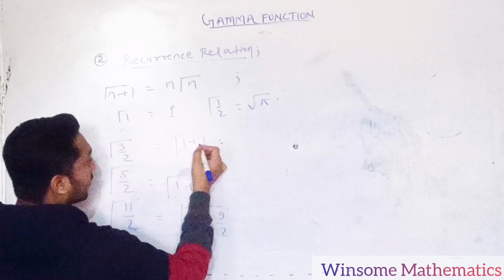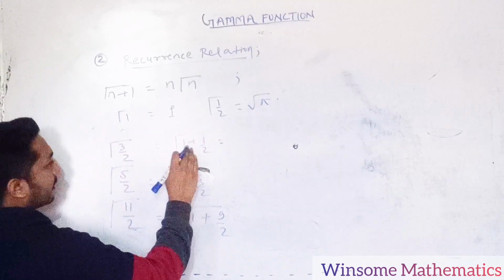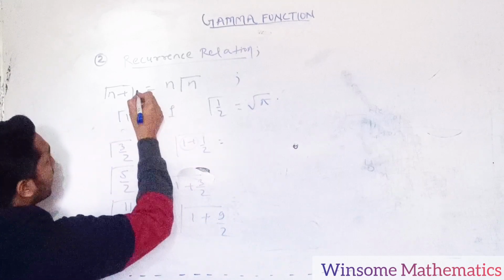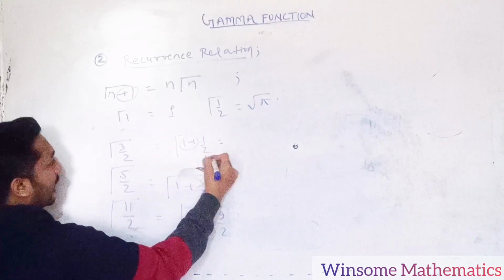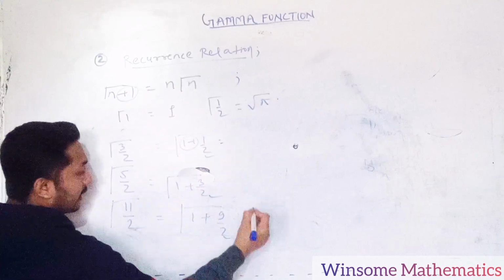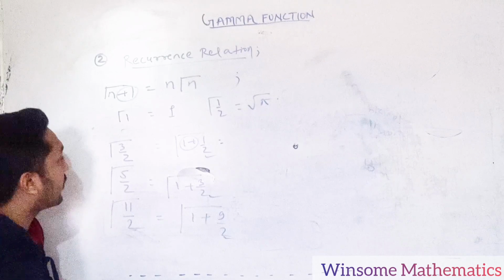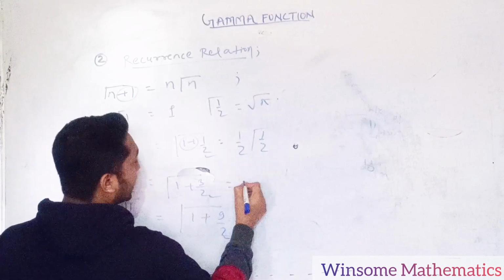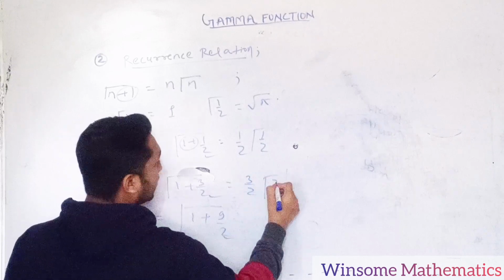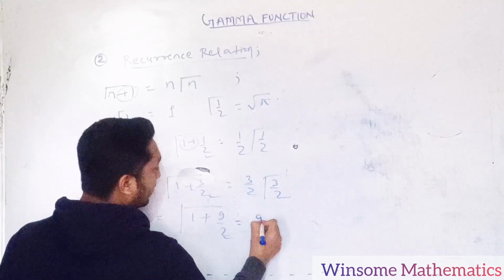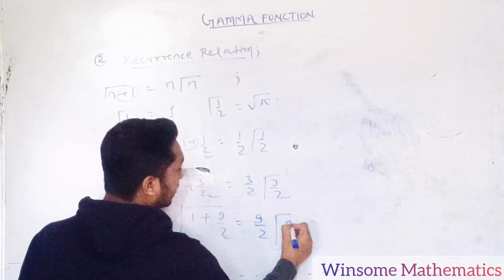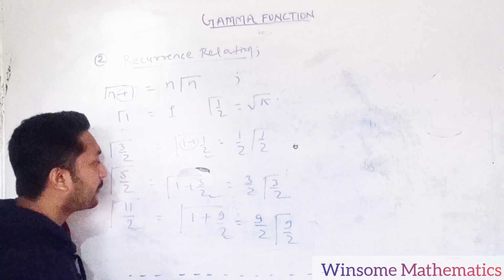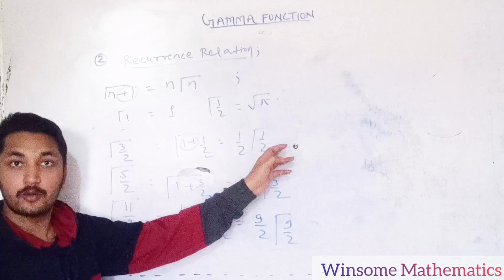Gamma n plus 1 equals n gamma n. Then what is the value of n plus 1? That plus 1 is clear. And what is the value of n? Here 1 by 2, here 3 by 2, here 9 by 2. Clear? So we can easily write 1 by 2 gamma 1 by 2. Here we can write 3 by 2 gamma 3 by 2. Here we can write 9 by 2 gamma 9 by 2. Clear? So we know the value of gamma 1 by 2.